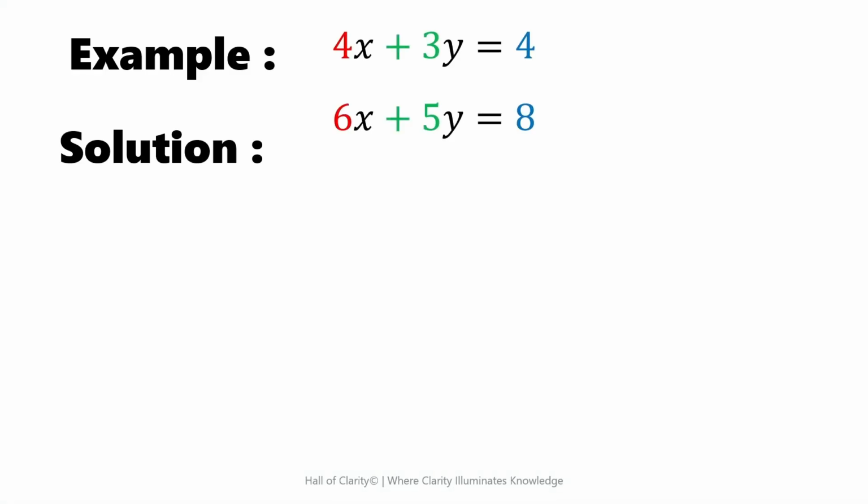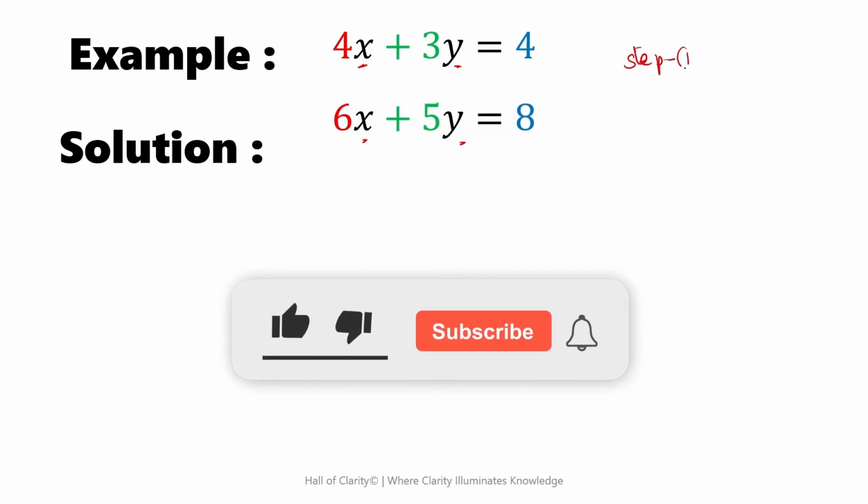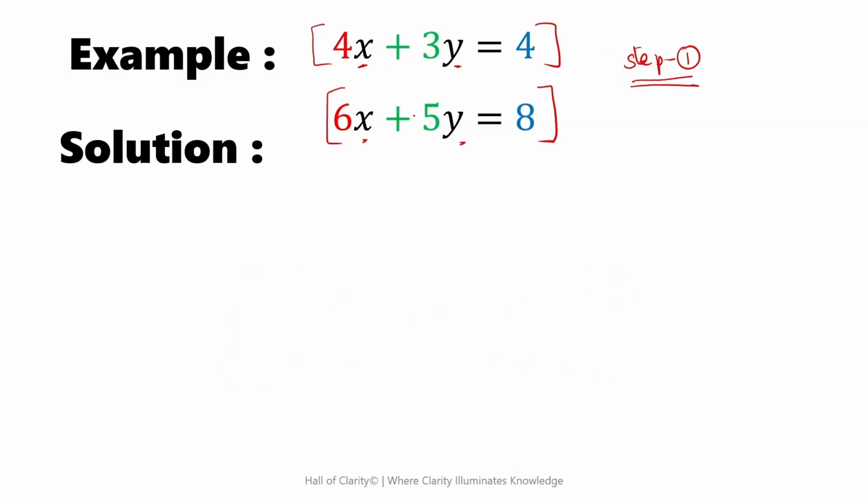So this is the example: 4x plus 3y is equal to 4, and 6x plus 5y is equal to 8. So these are simultaneous equations with variables x and y. As the first step, we have to check whether these equations are in standard form or not. So yes, these are in standard form, so our first step is completed. Then we go to step number 2: D, Dx and Dy.